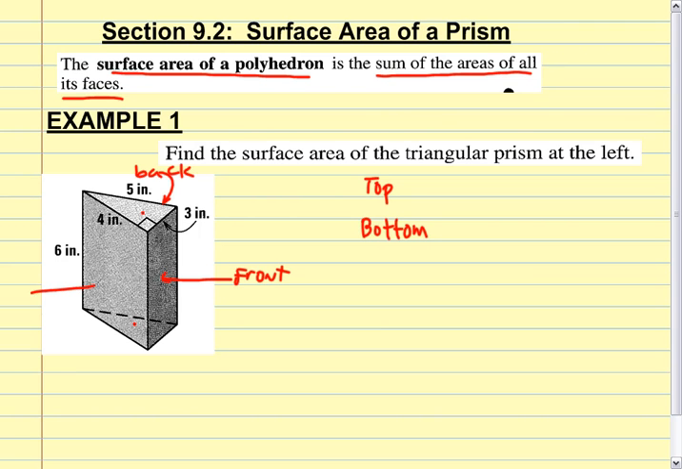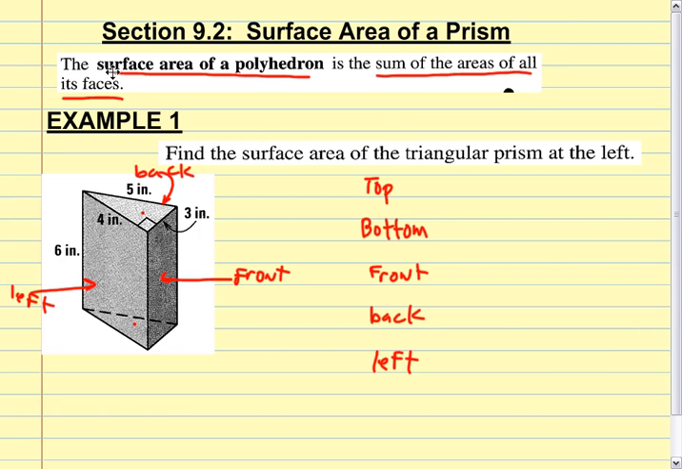And then let's just say that's the left side. Is that okay, just so you'll know which ones I'm talking about? So I've got top and bottom, front, back, and left. Now remember what it said. The surface area of a polyhedron is the sum of the areas of all its faces. You just need to find the area of the faces of these things.